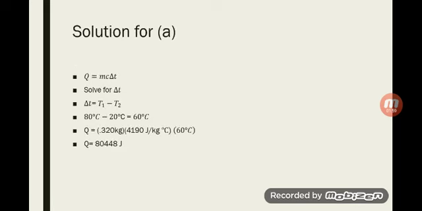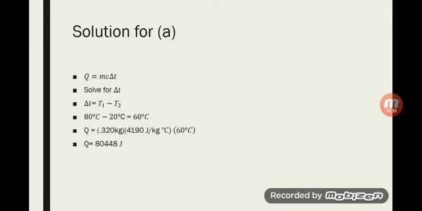So the solutions for the first one. So heat is equivalent to mass times specific heat times change in temperature. So we have to find the change in temperature first before we can solve for Q. Now, change in temperature is simply T2 minus T1, which is 80 degrees Celsius minus 20 degrees Celsius, which is 60 degrees Celsius.